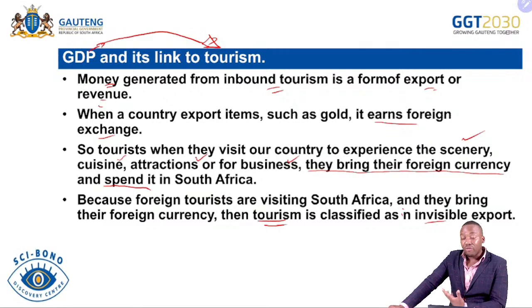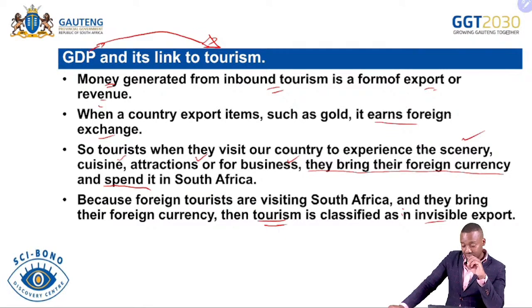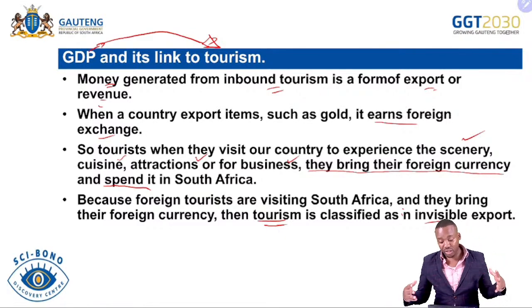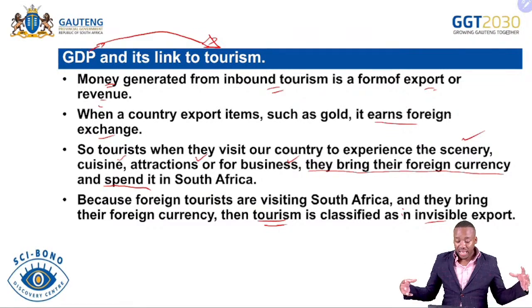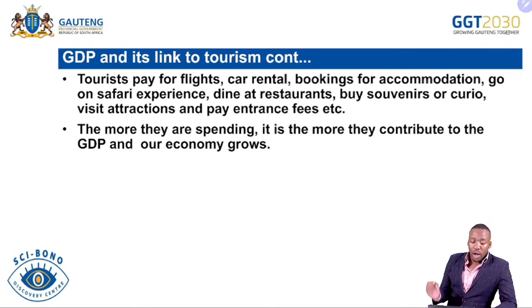Or maybe they're just coming here for business reasons. So we are saying they bring what? Their foreign currency into our country. Then immediately when they do that, they spend this money, and their spending of that money then makes tourism what? An invisible export, because they are coming here for what? For tourism reasons, right? Then that is the link of GDP. Remember again, we are saying when they have to come here, they need to pay what? For flights. Remember, we said tourism is a movement, right? For people to move, they need what? Mobility, right? They need what? Flights. And flights are not for free.